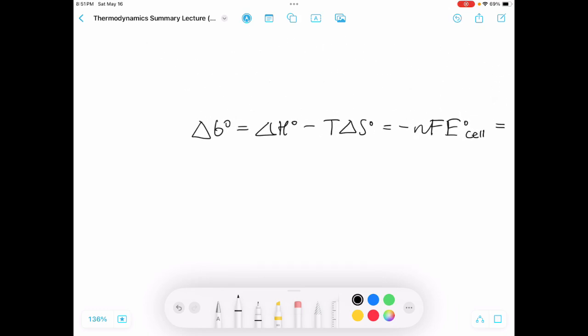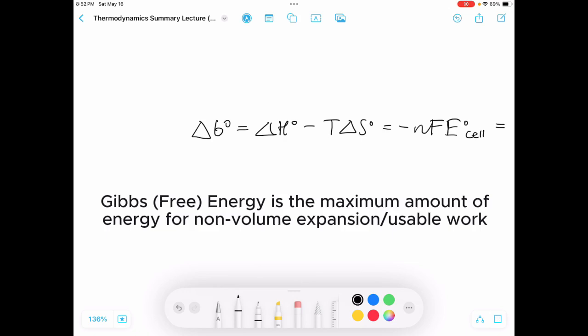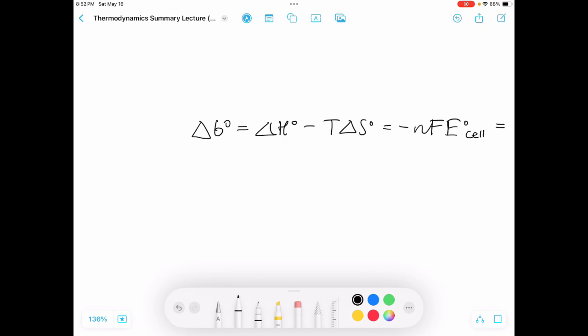Delta G naught represents the maximum amount of energy found from the usable work of the system. In other words, delta G naught represents the thermodynamic favorability of the reaction. So if delta G naught is negative, the reaction is thermodynamically favorable. In other words, the reaction is thermodynamically likely to happen. In contrast, if delta G naught is positive, the reaction is thermodynamically unfavorable.